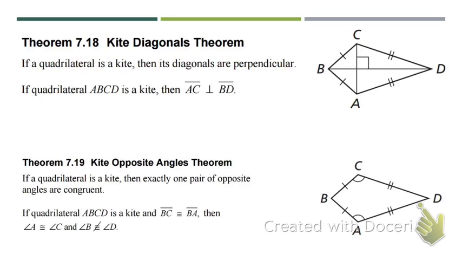So the kite diagonal theorem says if a quadrilateral is a kite, then its diagonals are perpendicular. And the kite opposite angle theorem says if a quadrilateral is a kite, then exactly one pair of opposite angles are congruent, and it's the pair that's connecting non-congruent sides.